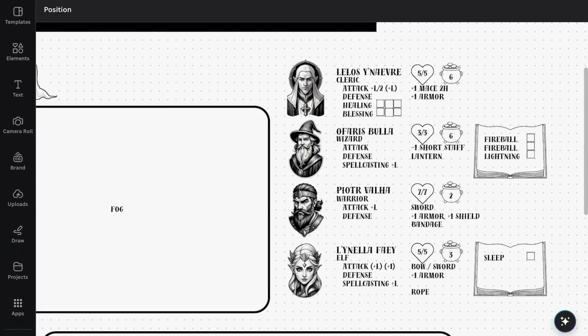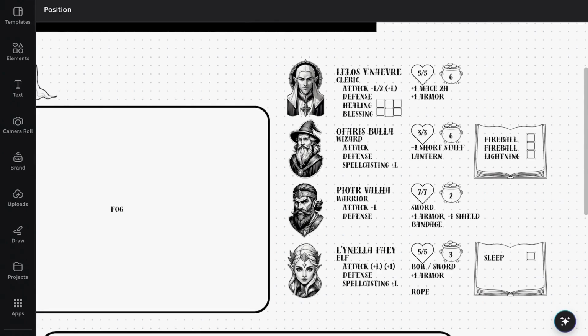So Lelos brought Linella, another elf. She's classically the elf class from the 4 Against Darkness game. And Opharis brought some power, some strength. So Piotr will be the warrior of the team. That's how I built up this setup. A cleric, an elf cleric with another elf, and a human wizard with a human warrior.